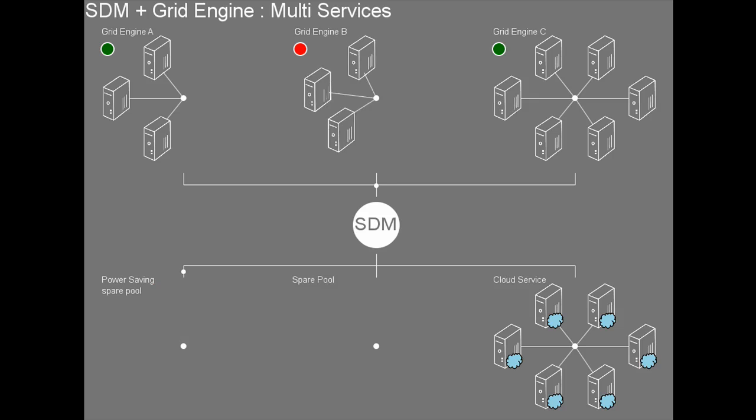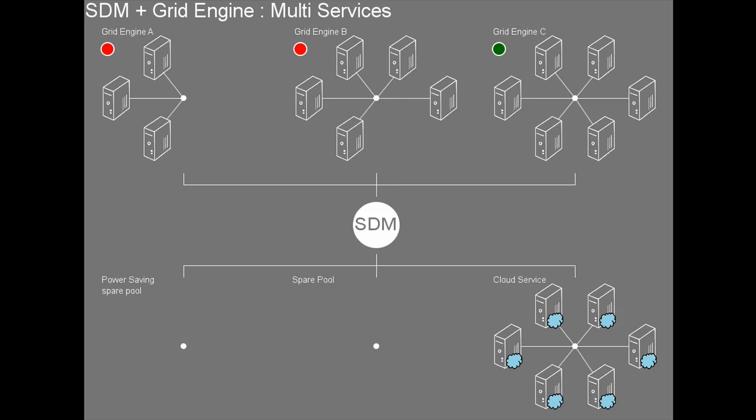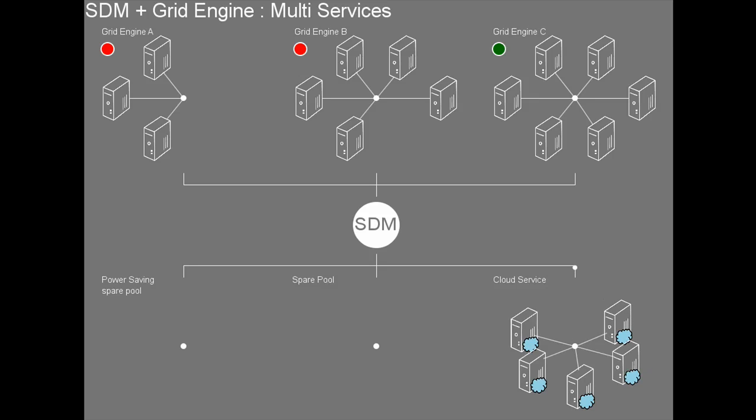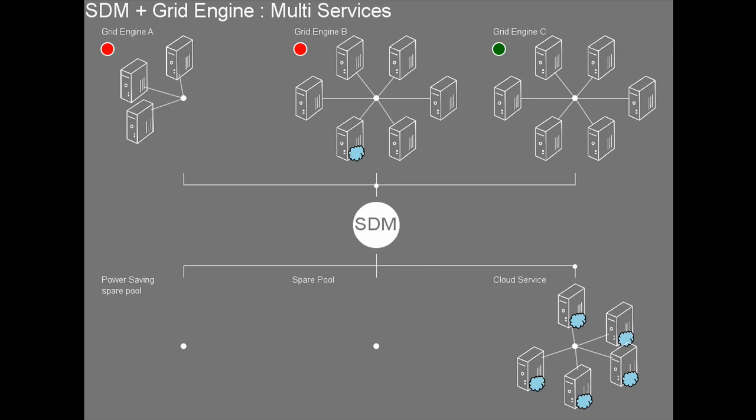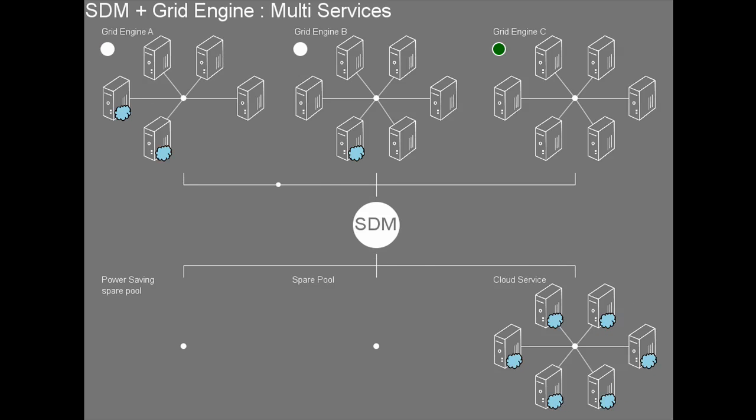If more resources are required, there are 2 idle local host resources located in the power saving spare pool and therefore switched off. They will be switched on again once they are requested. If all 5 resources are requested by the clusters, there are additional host resources available in a managed cloud service that can be utilized as if they were local ones.